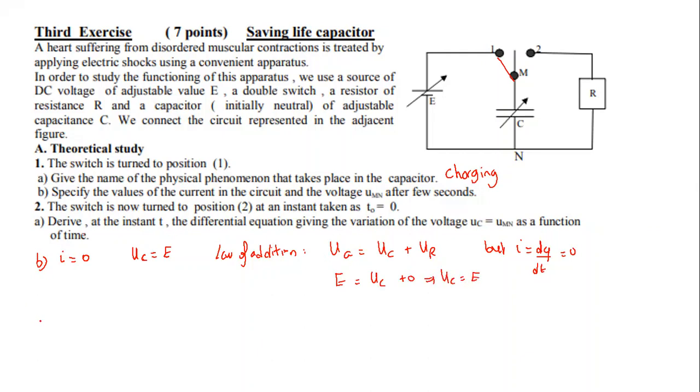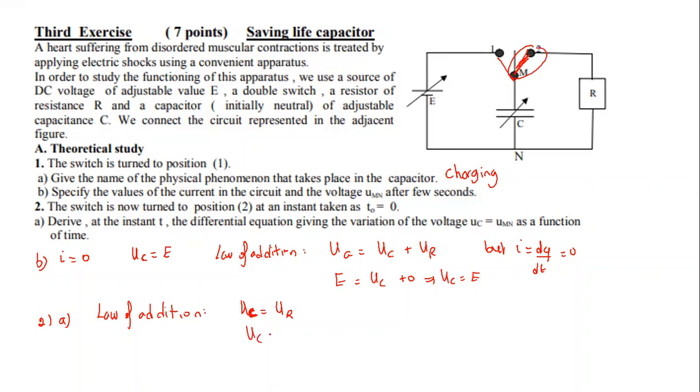Now, part 2: the switch is turned to position 2 at an instant taken as new origin of time, t0. Derive the differential equation giving the variation of the voltage UC as a function of time. Now we are doing the discharging, which means according to the law of addition, U of the capacitor is equal to U of the resistor, since now we are in position 2.